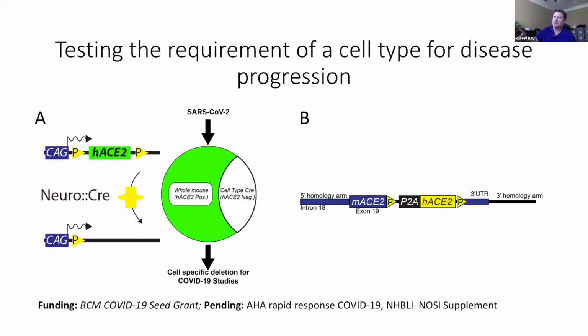All right, thanks. On the flip side, we're making vectors that allow us to express ACE2 throughout the mouse and then take it away in specific cell types. And we're doing that in a broadly expressed fashion and in an ACE2 expressed fashion here.